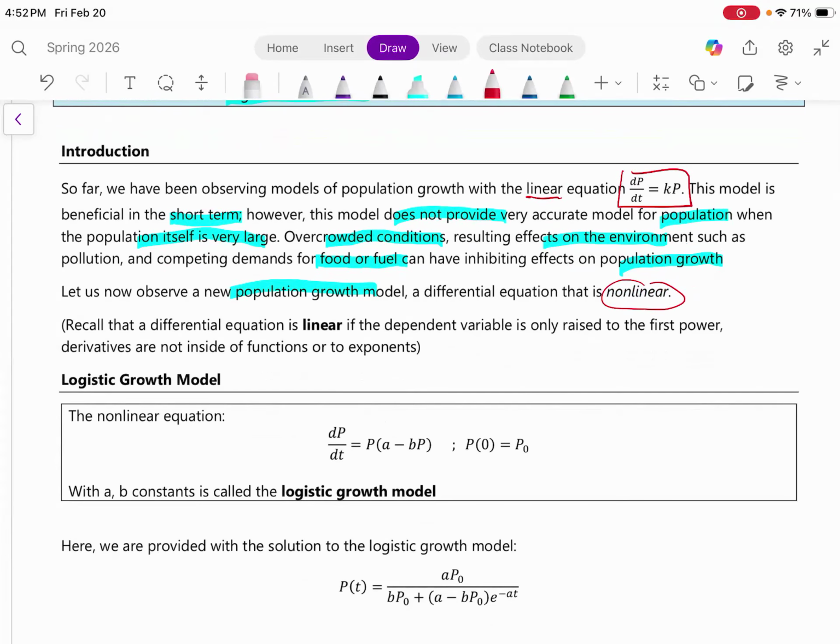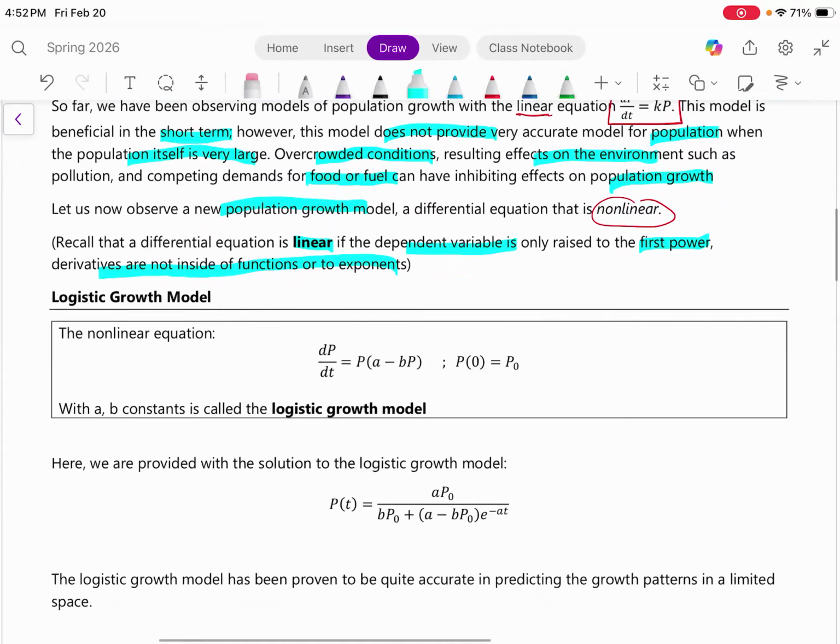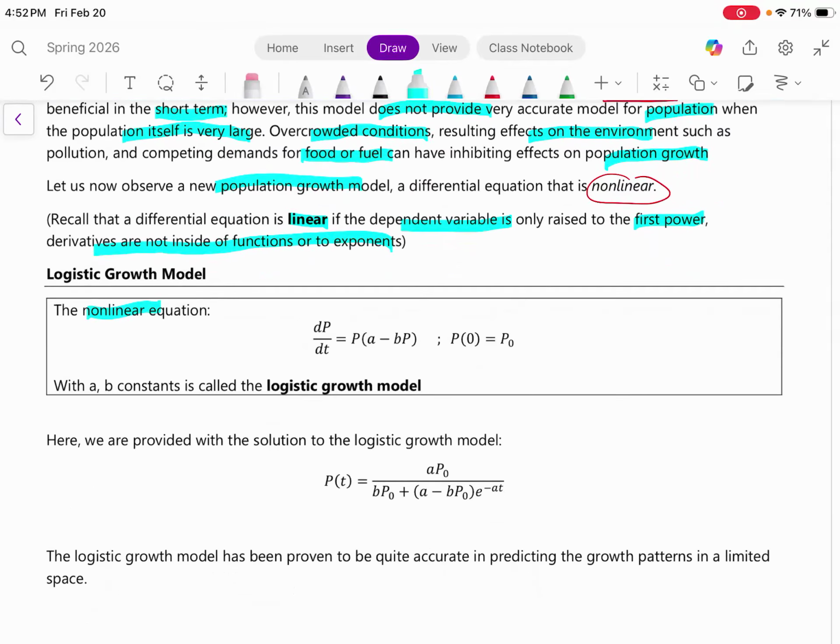And just a quick recap of what linear means. Linear is if a dependent variable is only raised to the first power, and derivatives are not inside of functions or to exponents. Okay, so let's look at the logistic growth model, this nonlinear equation. It is defined as dP/dt = P(a - bP) with an initial condition P0 at time 0.